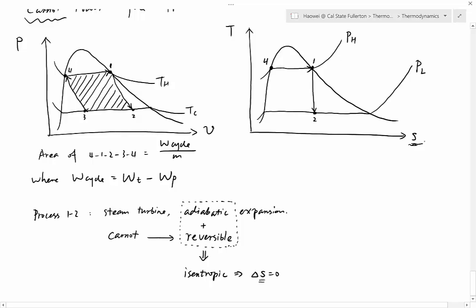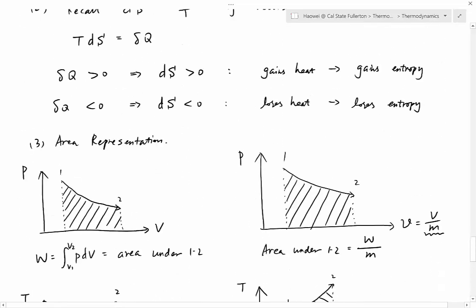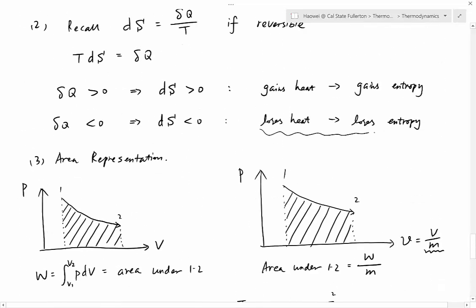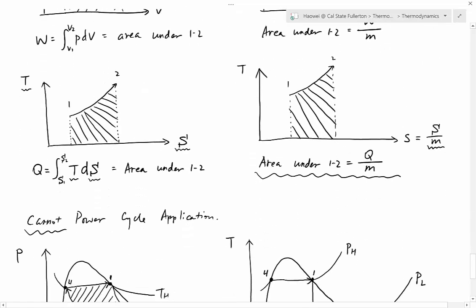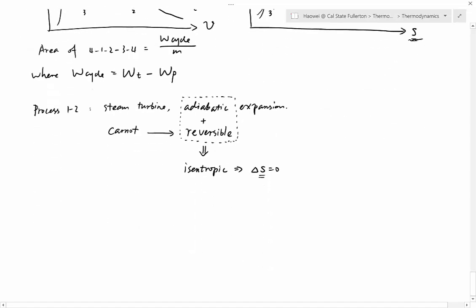2 to 3 is the condenser. That's where you lose heat. Do you remember, if your system loses heat, you also lose entropy. So that means entropy becomes smaller. If your x-coordinate, entropy, becomes smaller, you need to move to the left. So 2 to 3 goes to the left on a horizontal line.